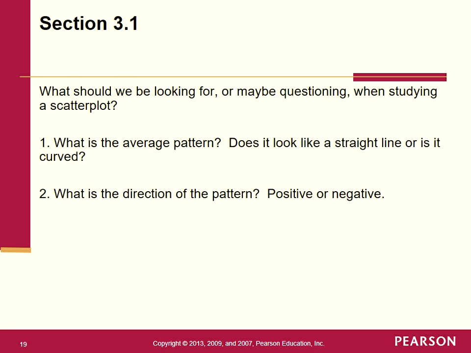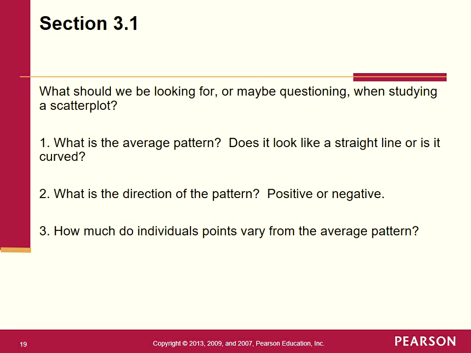Two, what is the direction of the pattern? Is it positive or negative, or for that matter, no relationship? We talked about that. We didn't talk about this one: how much do individual points vary from the average pattern? What I'm talking about here is how spread out the observations are around the line. Are they really close to the line, or are they really spread out?